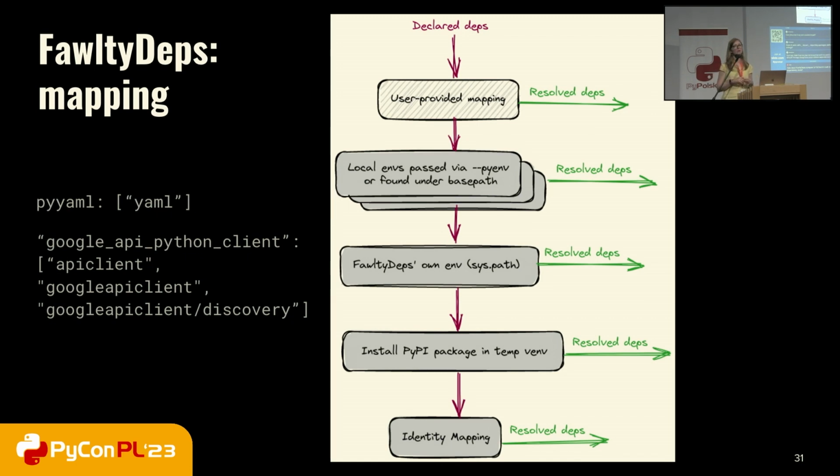So FawltyDeps' own environment, so the one that you run FawltyDeps in. You do not have to run FawltyDeps in the same environment that you want to inquire. And the last thing that we recently added is to install the PyPI package in a temporary virtual environment and check if we can get some mapping from it. And if all of that fails, we go to identity mapping. So we say that PyYAML is PyYAML because that's the same name. And we say google-api-python-client exposes google-api-python-client. Okay, and that's how this stack works.